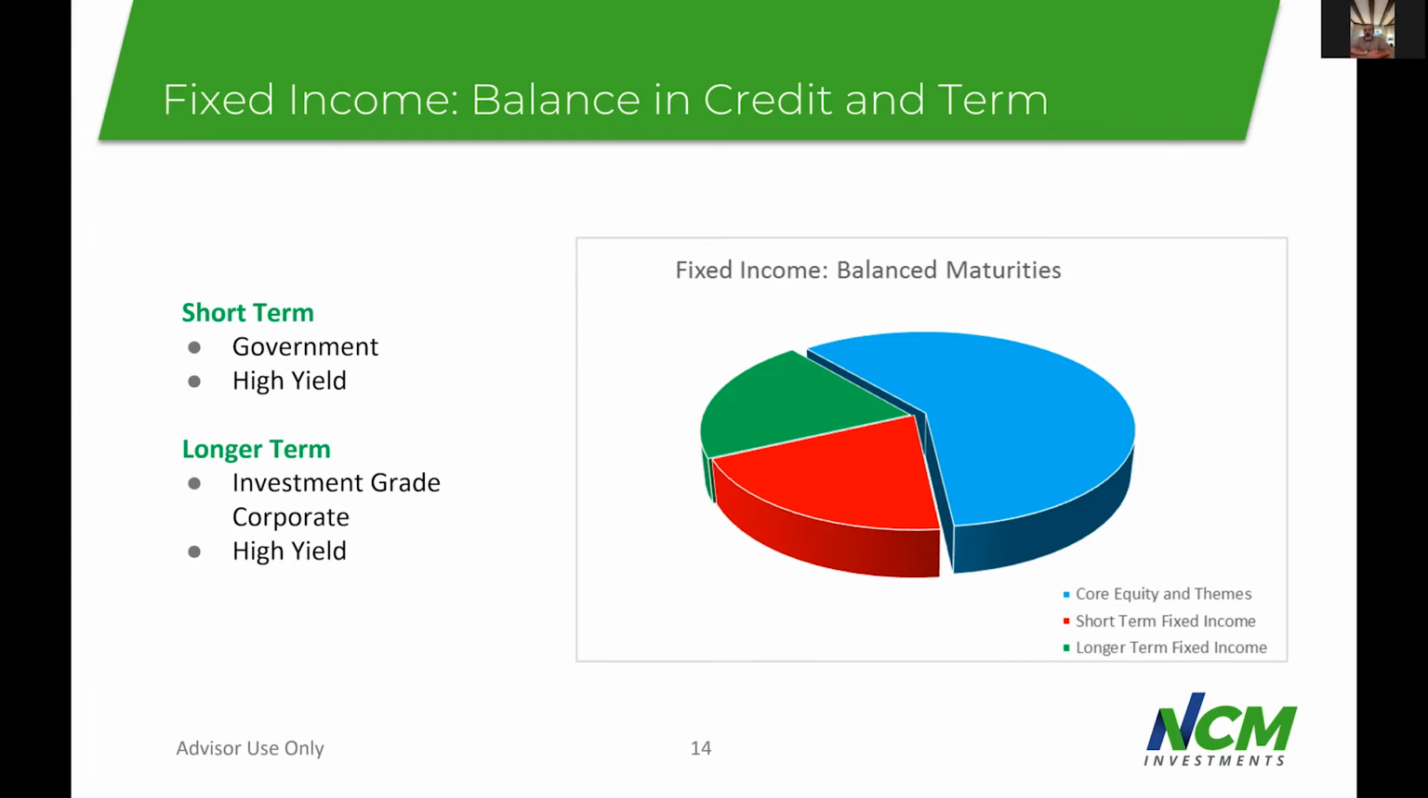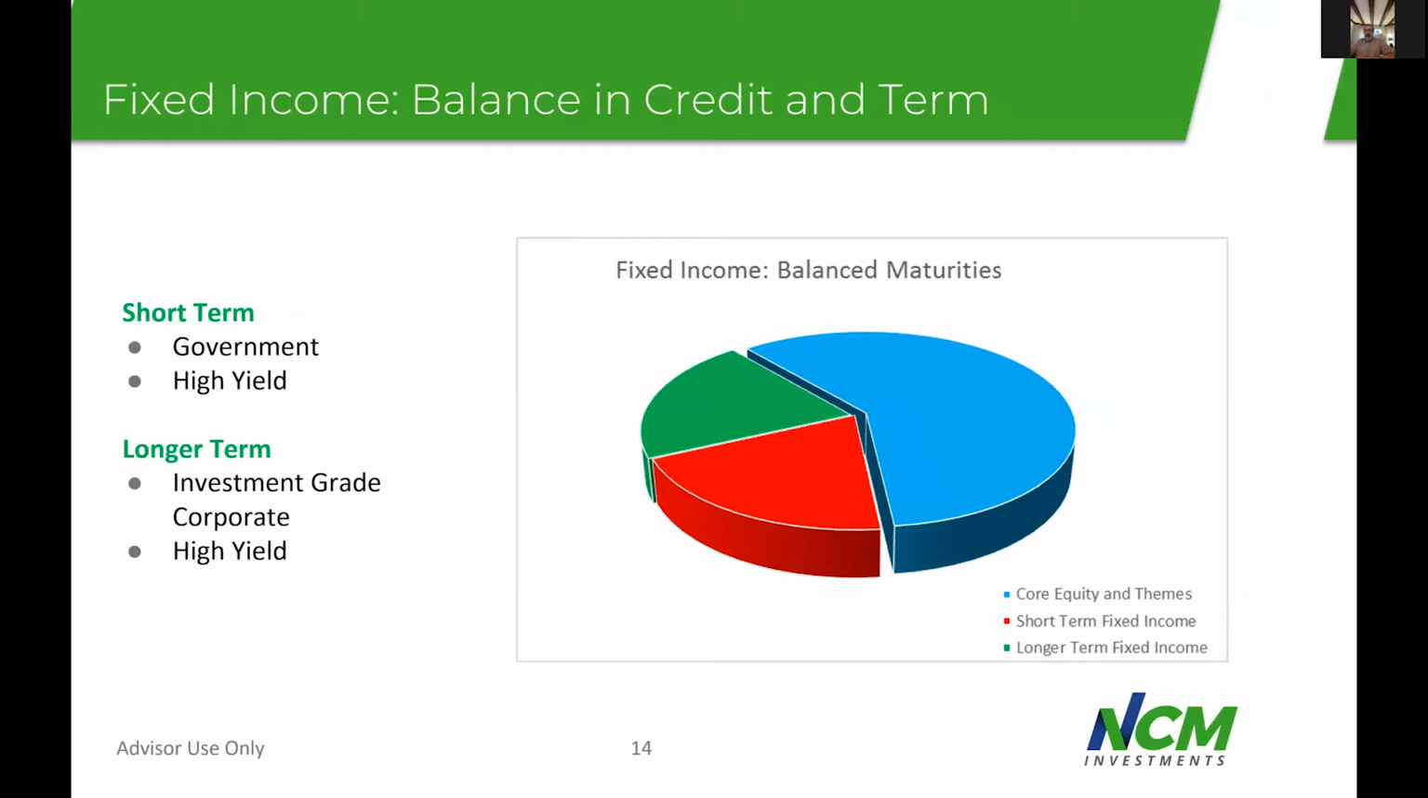So this is another example of a non-market and a unique solution that kind of straddles our ability to do active management, but also look into the very specific themes. So in our short-term investments, we balance our fixed income between governments and short-term high yield. And then in our longer-term assets, which is the other half of the portfolio, we have investment-grade corporates and also some longer-term high yield. We can move to the next slide, please.